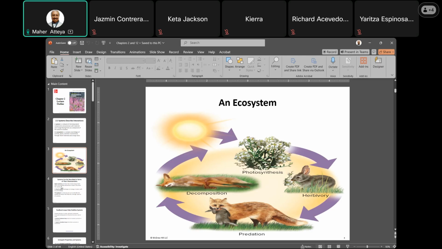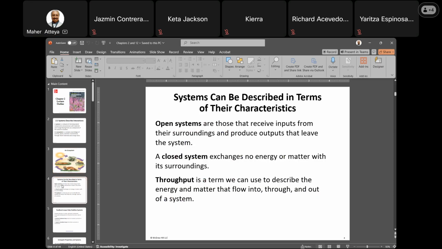Okay, so a system can be considered open, closed, or throughput. An open system is receiving from outside and exchanging whatever is inside it to the outside, to the surrounding, in and out. So it's receiving inputs from the surrounding and giving back some other outputs to the surrounding.